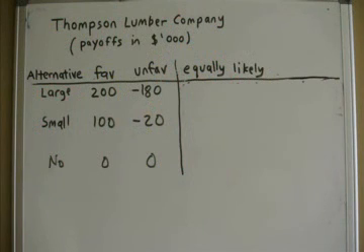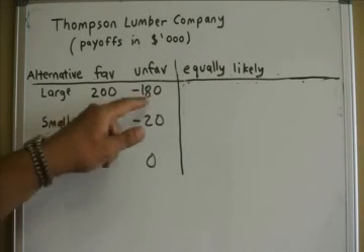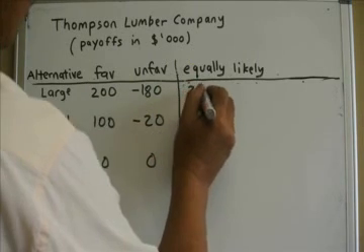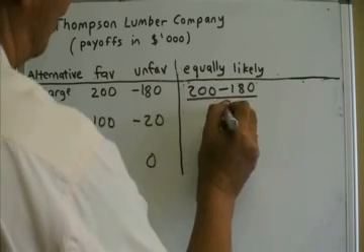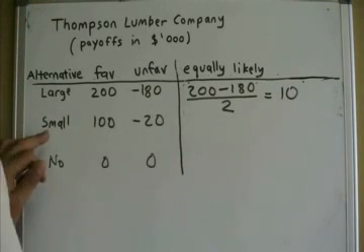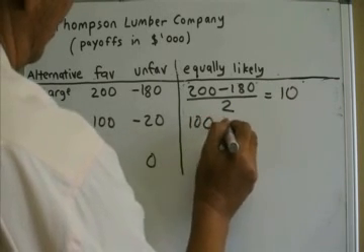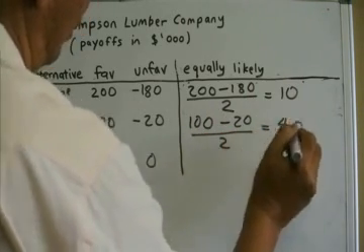The next model is called equally likely. This model uses the average or the mean. For equally likely, we find the average or the mean for each decision. For large plant, the average of 200 and negative 180 is: we add 200 plus negative 180, divided by 2. So there are two values, which is 10. For small, we have 100 plus negative 20 divided by 2, which is 40.